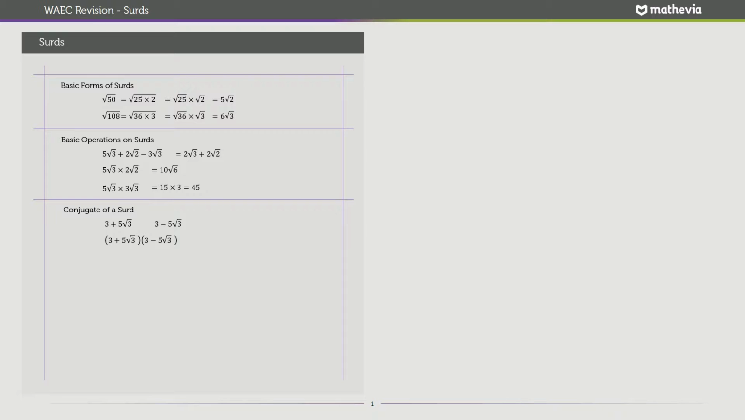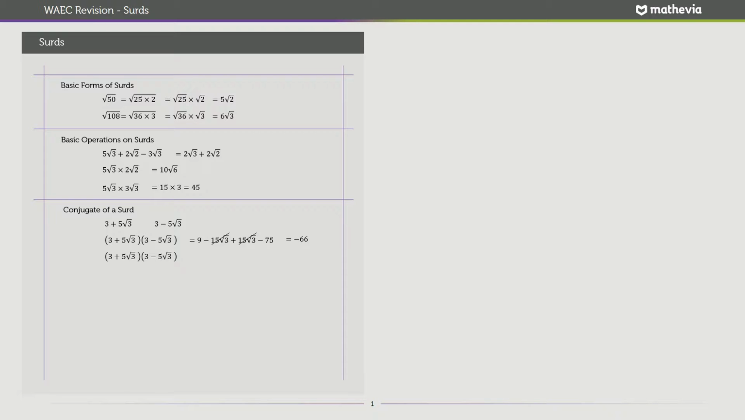you multiply a surd by its conjugate, if you expand this out, you should have 3 times 3 giving you 9. 3 times minus 5 root 3 will give you minus 15 root 3. 5 root 3 times 3 would give you plus 15 root 3. And then you have 5 root 3 times minus 5 root 3 giving you minus 75. Now, what you notice is that the middle terms here would cancel, and what you have in the end is minus 66.